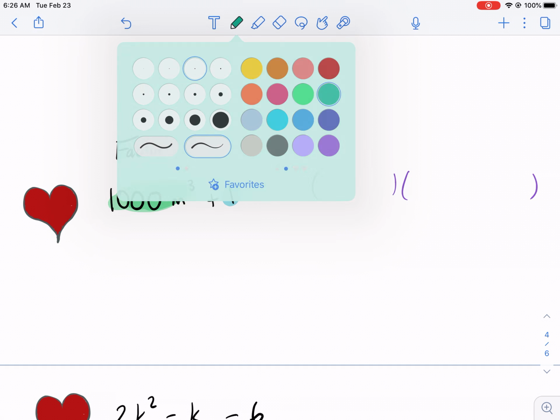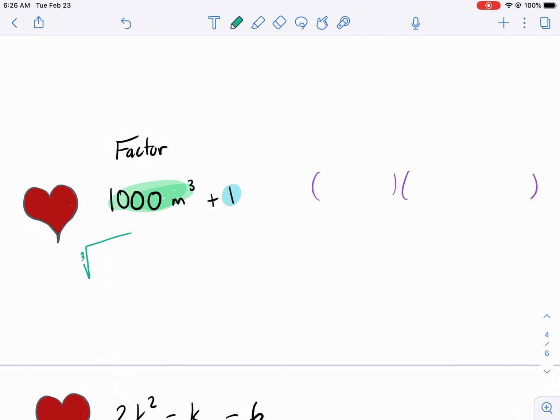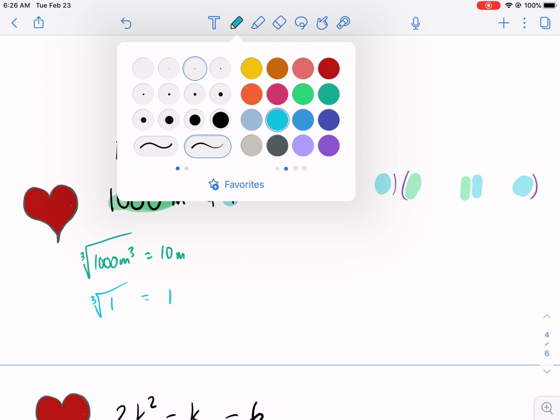First thing I want to do is take the cube root of this guy, 1000 m cubed. And I get 10m, and that's it, 10m. All right, now I'm going to take the cube root of 1, and I get 1. Okay, now what do I do? Well, I'm going to put my blue here, here, and here. I'm going to put my green here, here, and here. So let me go ahead and fill those values in.